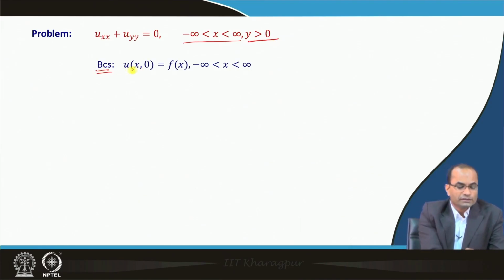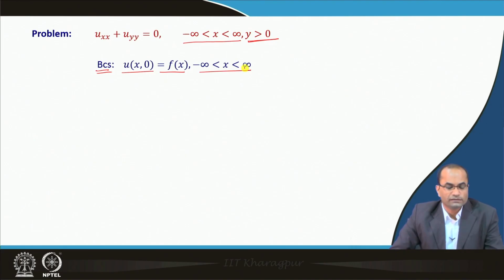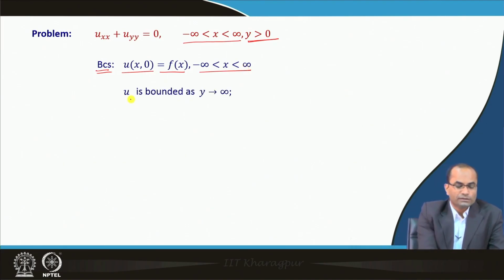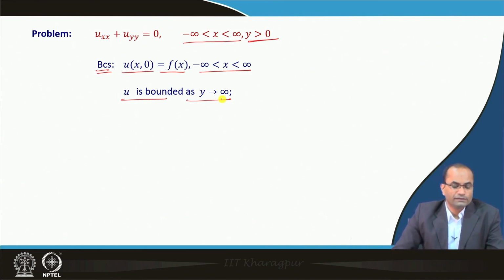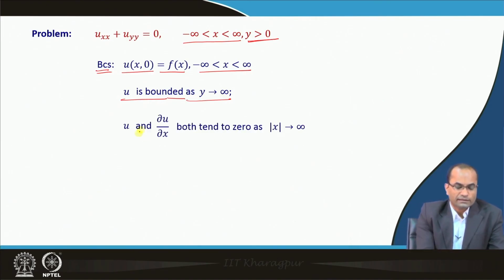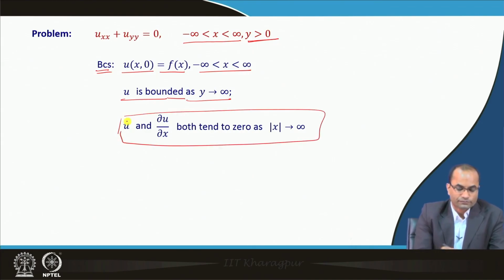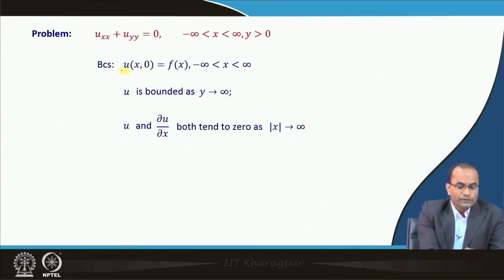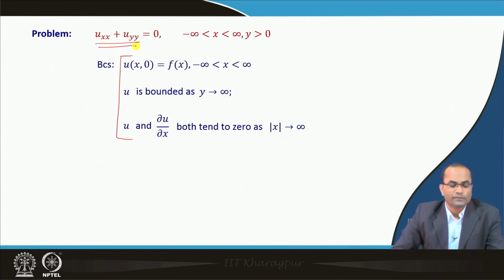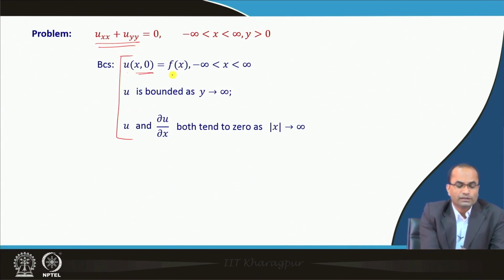So, coming to the boundary conditions, we have u(x, 0) given as f(x) in the range minus infinity to plus infinity, and u is bounded as y approaches infinity. That is the other information given here, and there are the standard conditions that u and u_x both tend to 0 as x approaches plus infinity and minus infinity. We have these boundary conditions because there is no initial condition as such, there is no time. So, we have only the boundary conditions in this problem.